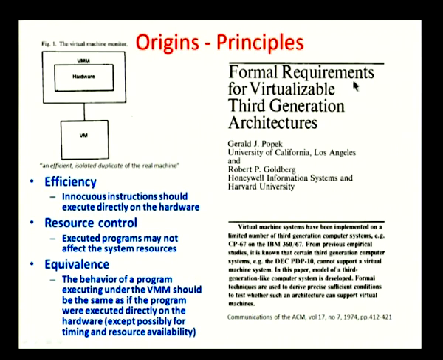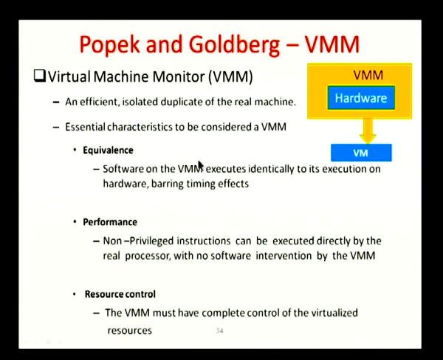Now, this is the paper "Formal Requirements for Virtualizable Third Generation Architectures" written by Gerald Popek and Robert Goldberg. Please download this paper; all of this, efficiency, resource control, equivalence, we have discussed from it. They describe the virtual machine monitor over the hardware as able to create an efficient isolated duplicate of the real machine. So, you can read this paper for the important concepts. The virtual machine monitor is defined as an efficient isolated duplicate of the real machine, and the essential characteristics to be considered for a virtual machine monitor are equivalence, performance and resource control.